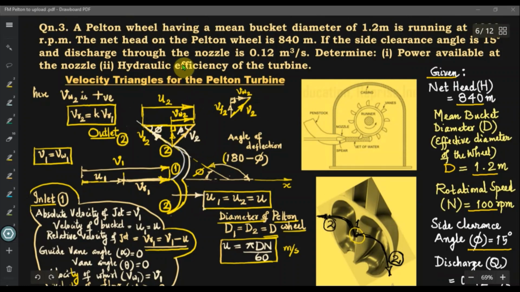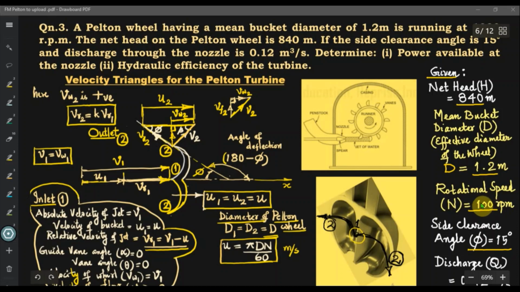Here the net head on the Pelton wheel for producing useful work is 840 meters, that is net head capital H is equal to 840 meters. The mean bucket diameter is 1.2 meter. Remember, that is the effective diameter of the Pelton wheel. So that is represented by capital D, that is given as 1.2 meters. The side clearance angle is given as 15 degrees. See, the side clearance angle means the vane angle at outlet, phi. So the angle phi is 15 degrees here.